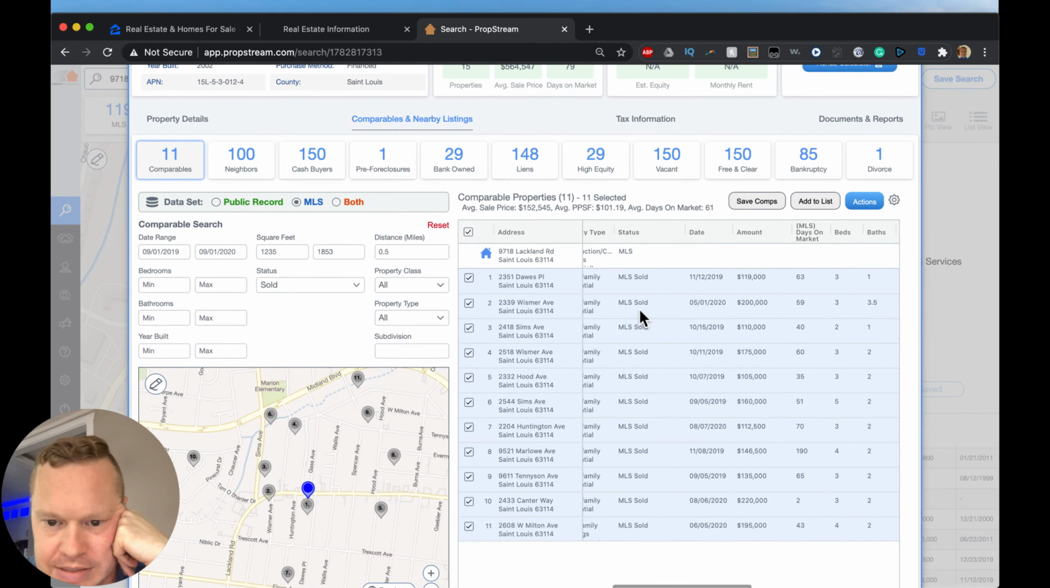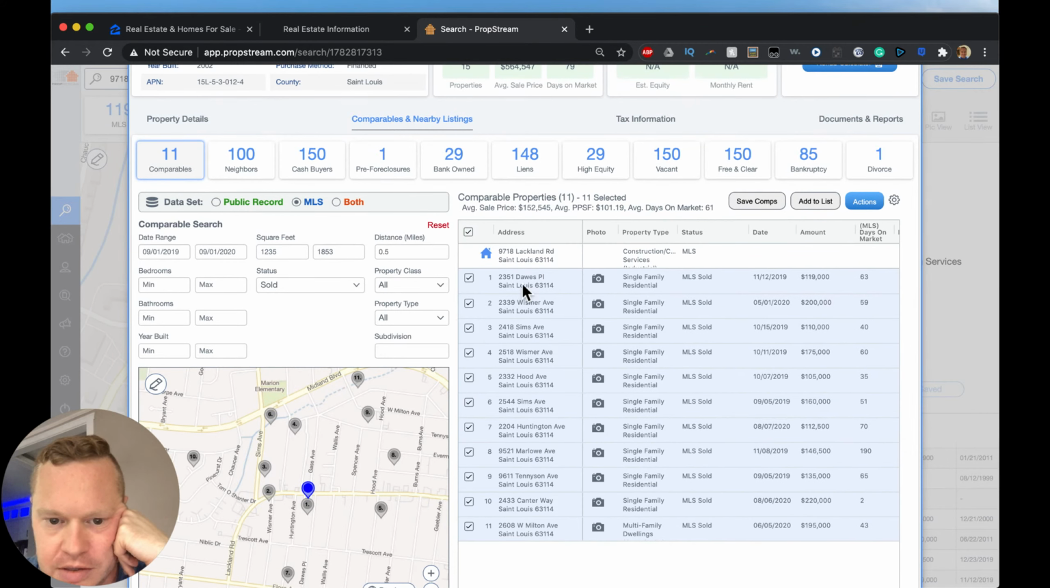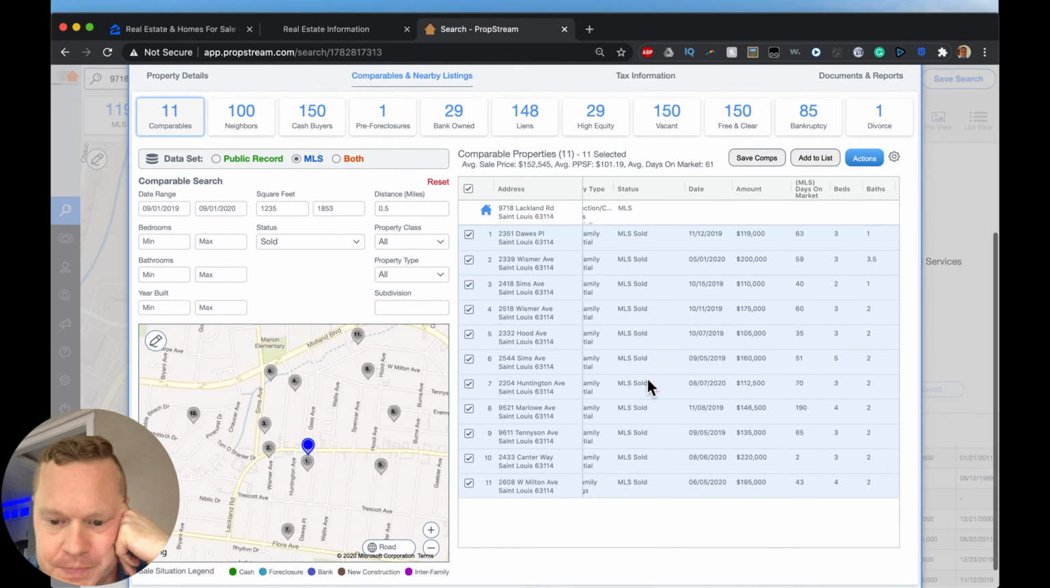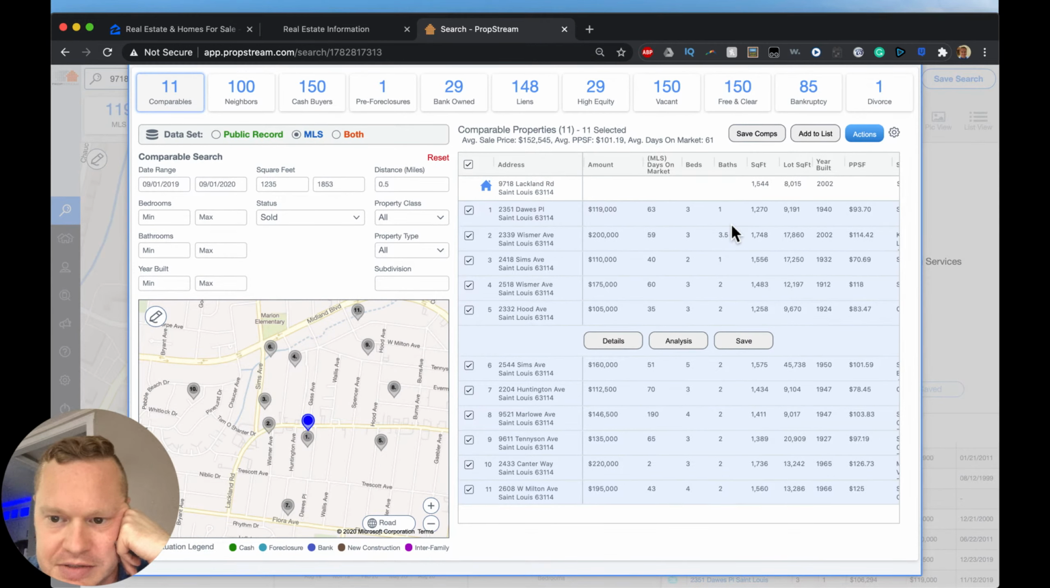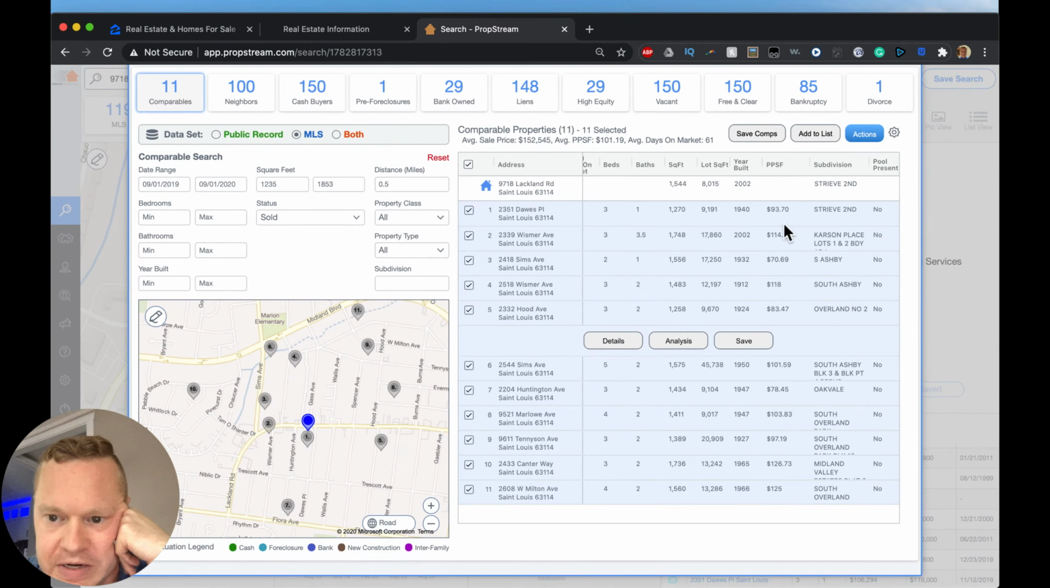And you can see if you scroll over here, we got 2351 Dawes. This one was an MLS property. And this is what's great about PropStream. It pulls MLS and non-MLS, gives you the details. Look at this, 1,200 square foot, $120,000. That's, again, a rough estimate here, $100 a square foot. Oh, it does it for me. Look, PropStream even does it for me. $93 a square foot. We got 2339 Wismer, sold at $114 per square foot.